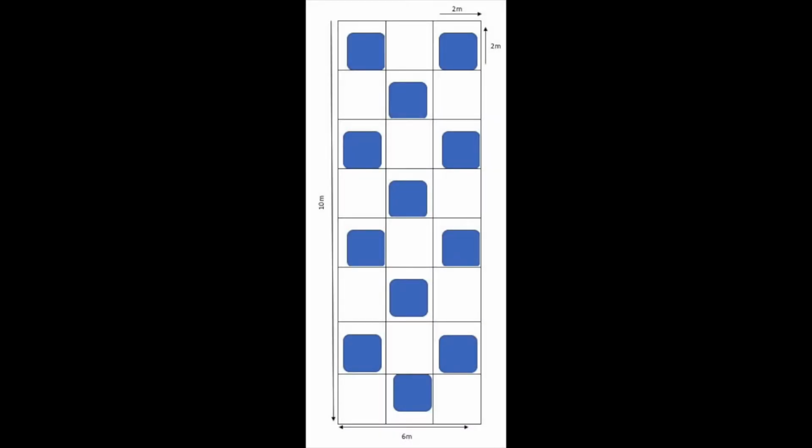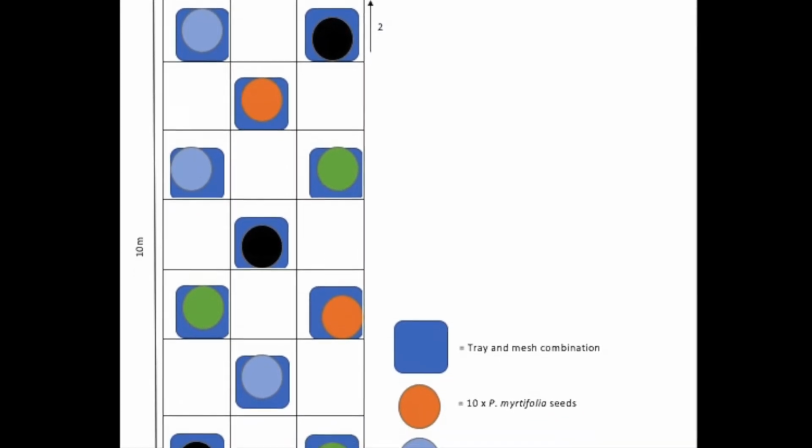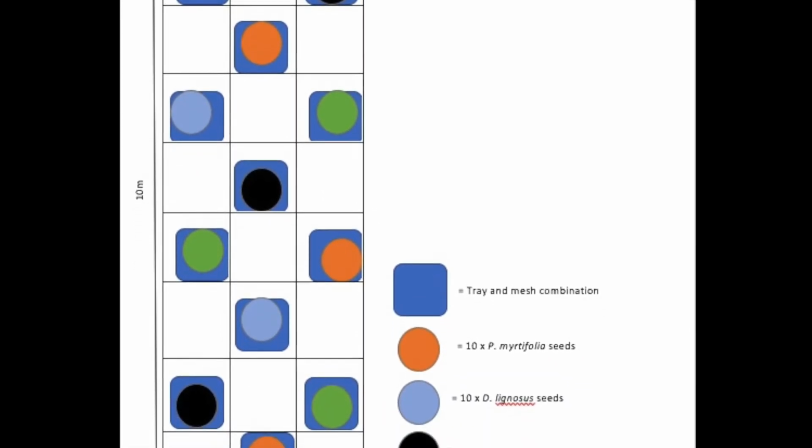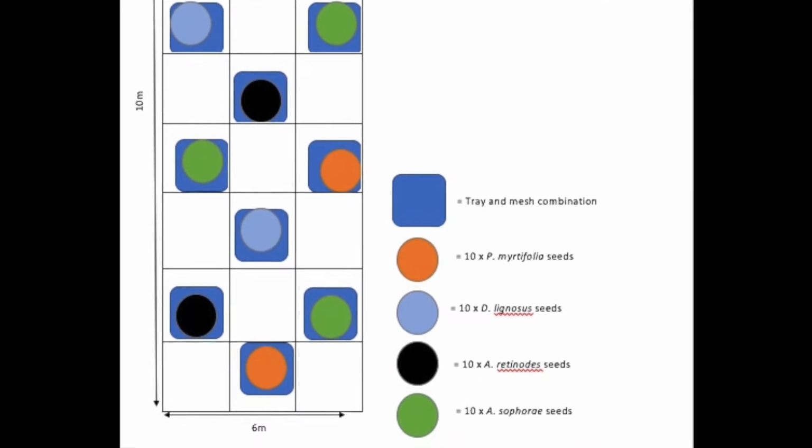A 10 by 6 plot consisting of 24 grid locations was created, and each grid was spaced at 2 metre intervals across the 6 sites. Within the grid, random allocations of tray and mesh combinations were laid out. There were 3 replicate trays for each seed combination, resulting in 12 trays for each 10 by 6 plot.